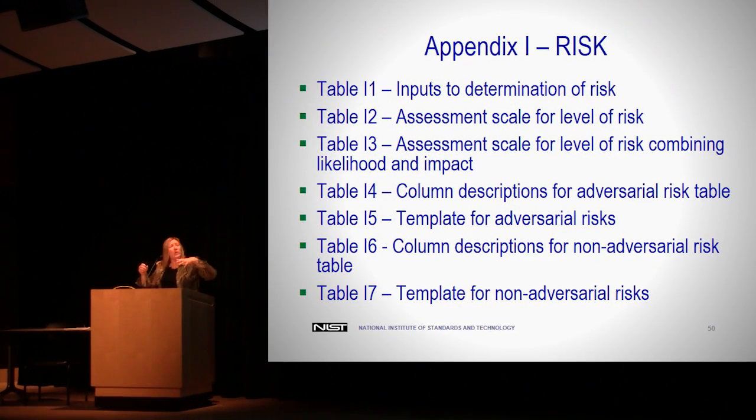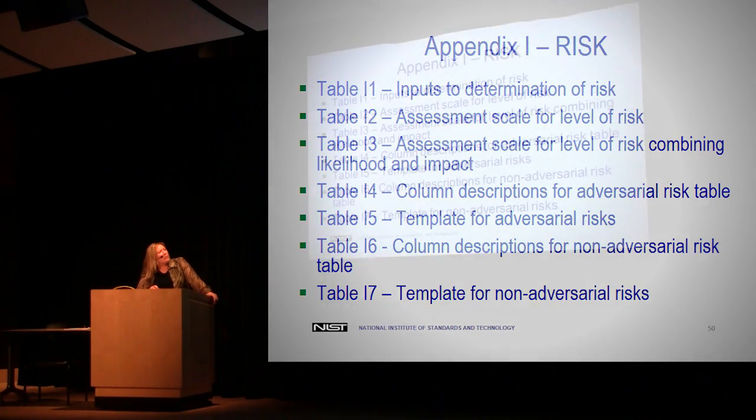The same goes for the risk scales, and we bring it all together. When we get to Appendix I, we bring the information from the tables that we previously did in D, E, F, G, and H, and we put it into the tables in Appendix I. That's where we have it all together, and that's where we can make our final risk determination. And we do separate that out for adversarial and non-adversarial.